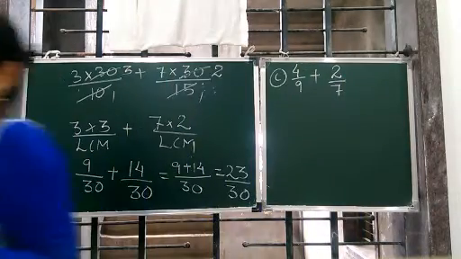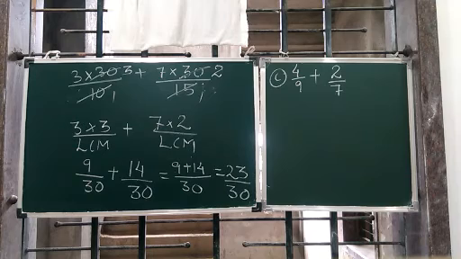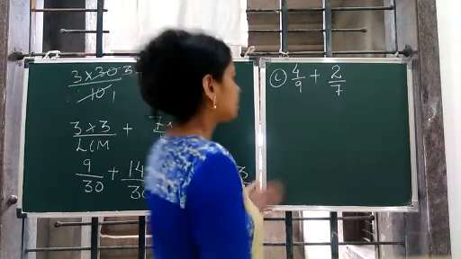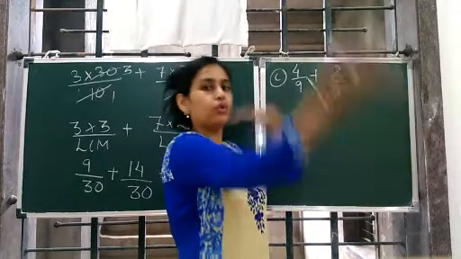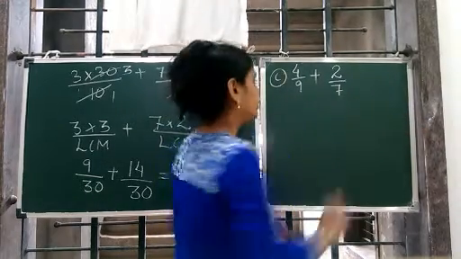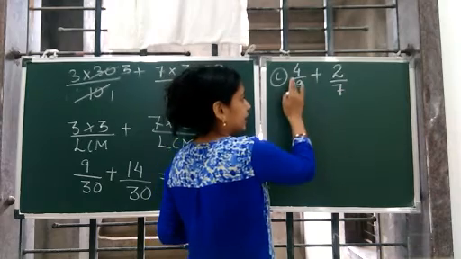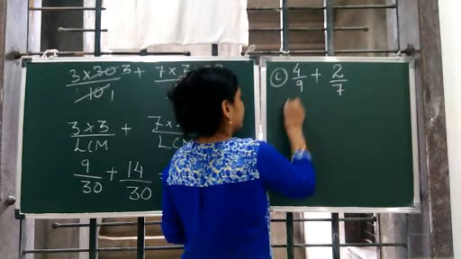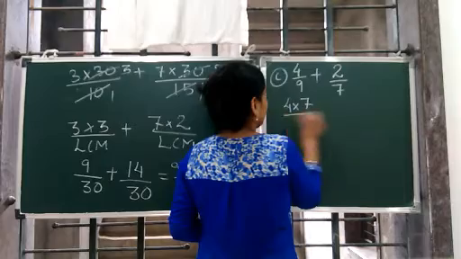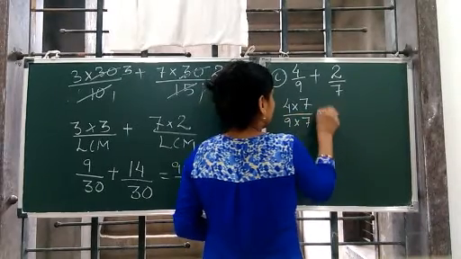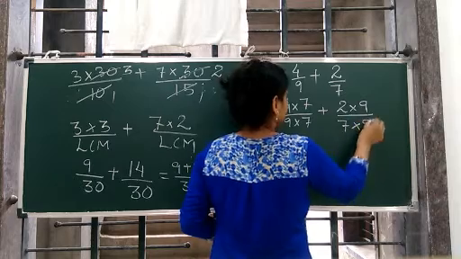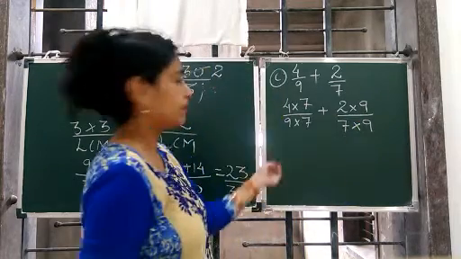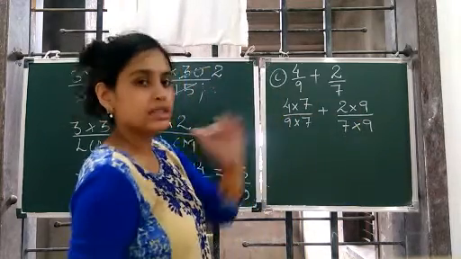Again you see children, here the denominators are not same. That means we have to make the denominators same. How are we going to make the denominators same? Now numbers are also not very big. Nothing is common between them. So interchanging and multiplying. That means 7 multiplies this side, 9 multiplies this side. So 4 into 7 upon 9 into 7 plus 2 into 9 upon 7 into 9.